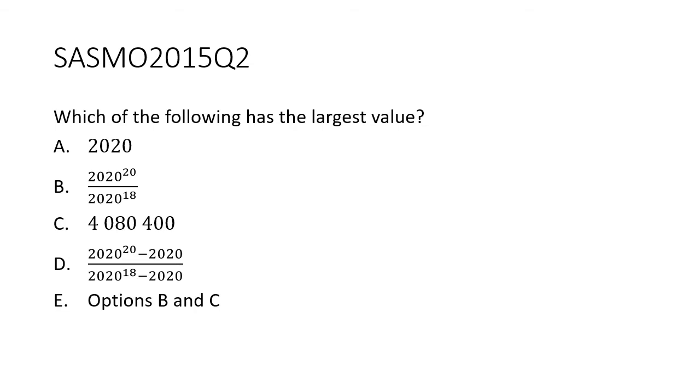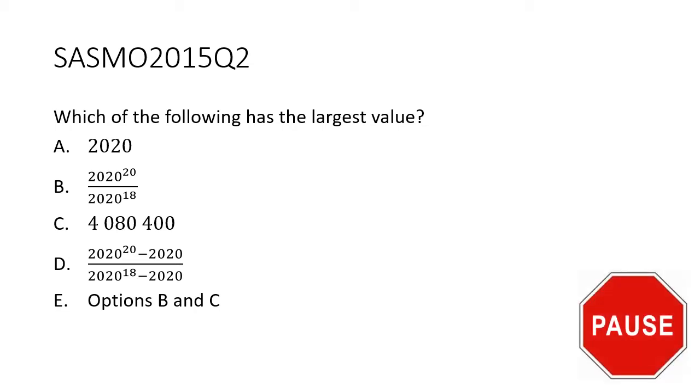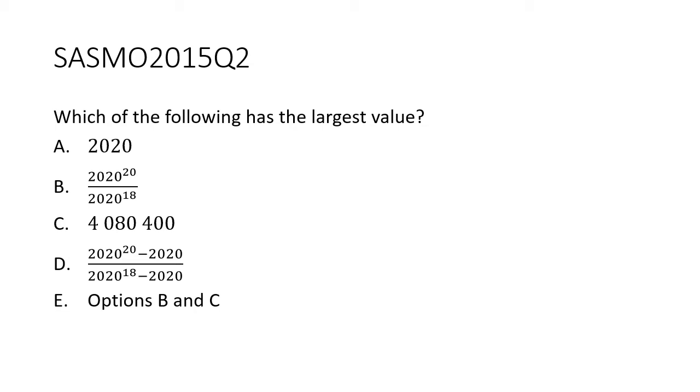Question number 2. Looking at these 5 possible options, which of the following has the largest value? Pause the video here and give this question a good try. Now, the first and most obvious thing is that A is so much smaller than C, so we can eliminate away option A. And if we look at option B, we can simplify this.